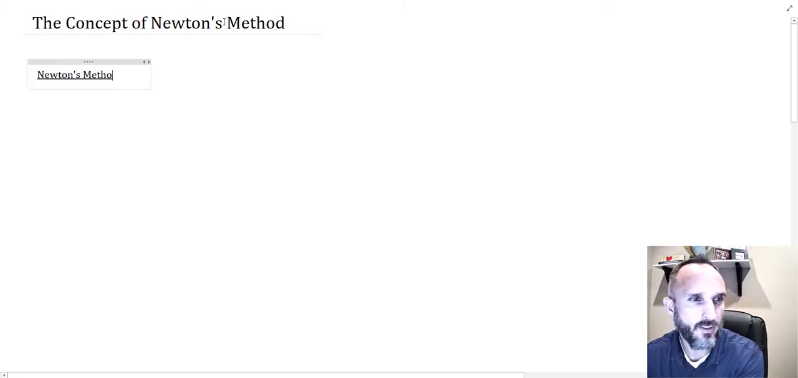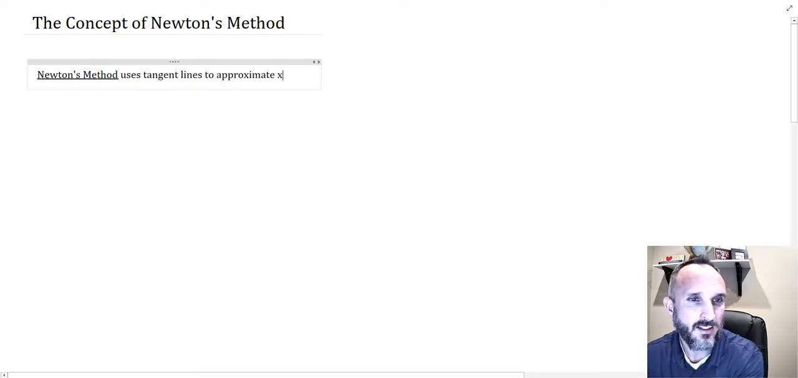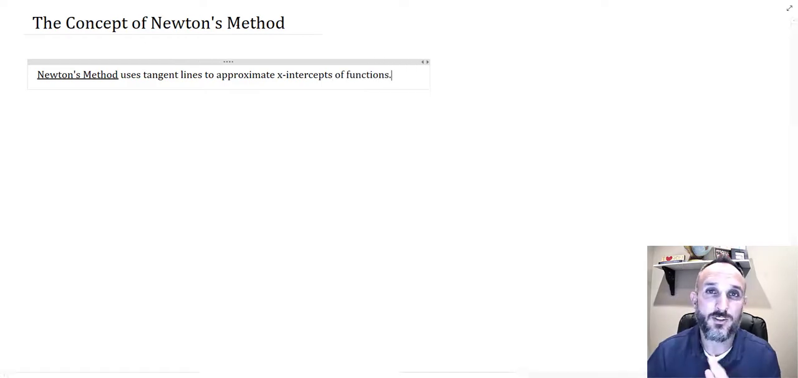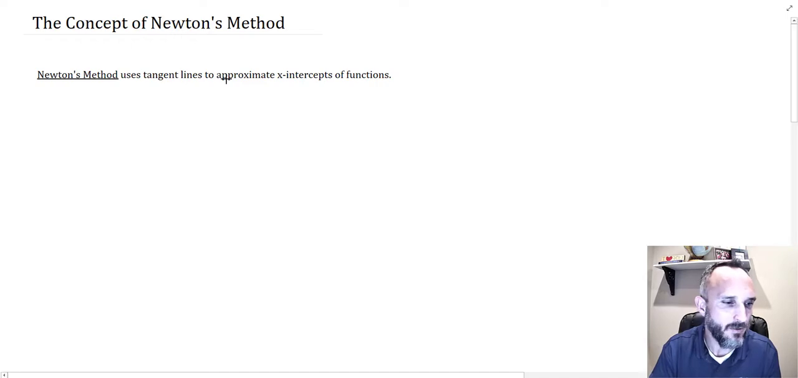So Newton's method uses tangent lines to approximate x-intercepts of functions. Okay, so that's the premise we're working on here. So how does this work? Let's see if we can take an example and kind of see what this looks like.